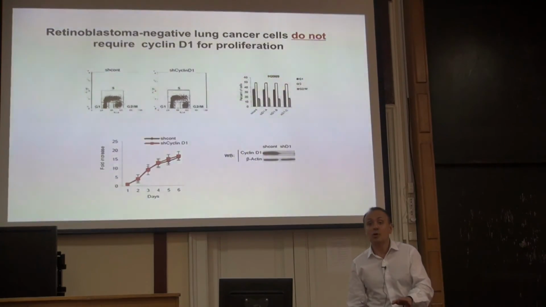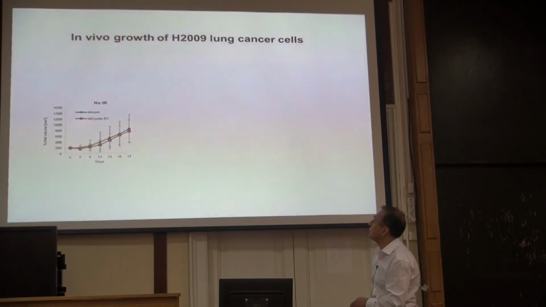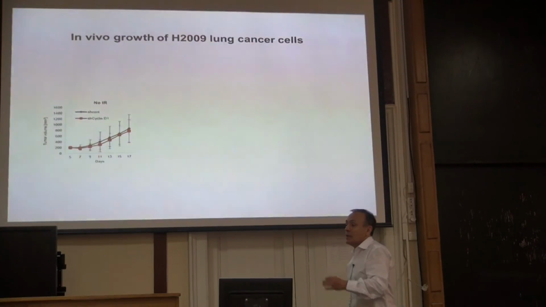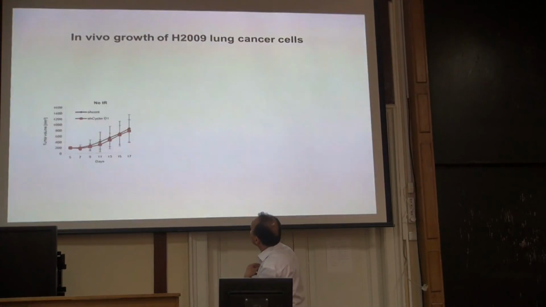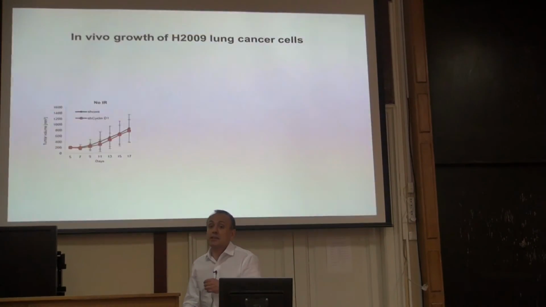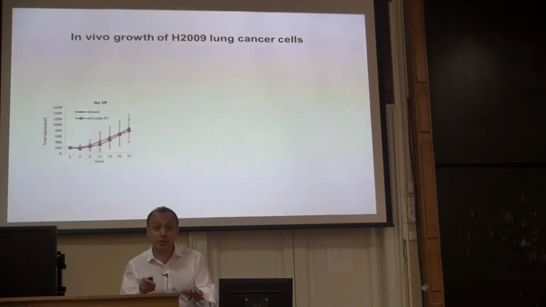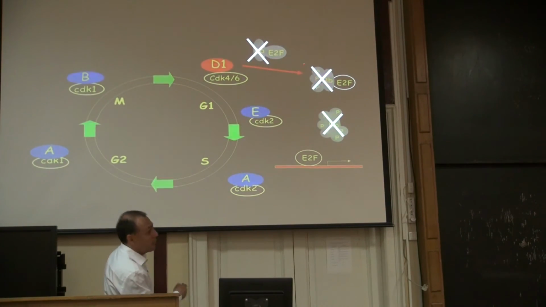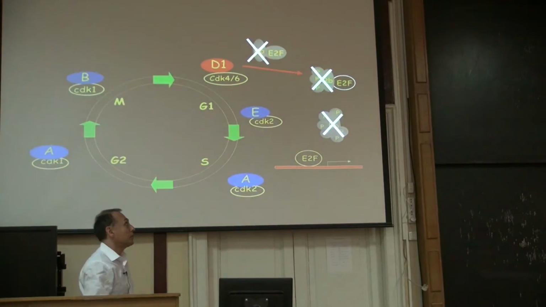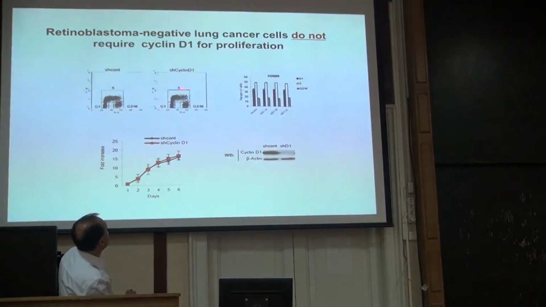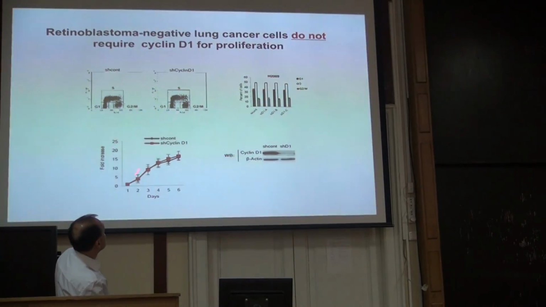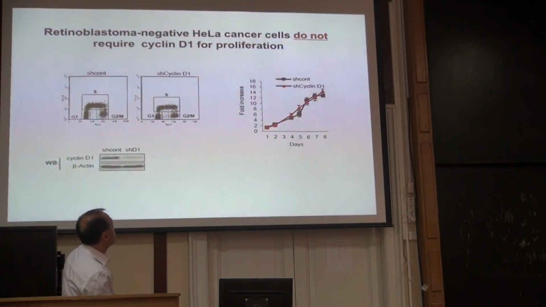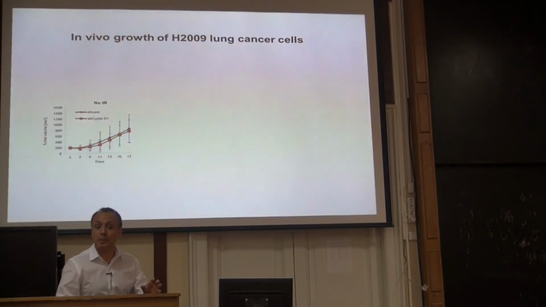It has nothing to do with the cell cycle function of cyclin D1. So if you take the cells that are retinoblastoma negative, that lost the retinoblastoma protein, as I told you, the knockdown or knockout of cyclin D1 will have no effect on their proliferation. I showed it to you here. When we take the retinoblastoma negative cell line and knock down cyclin D1, they grow the same way. So now I'll show you this in vivo.